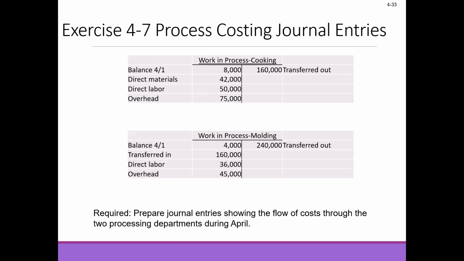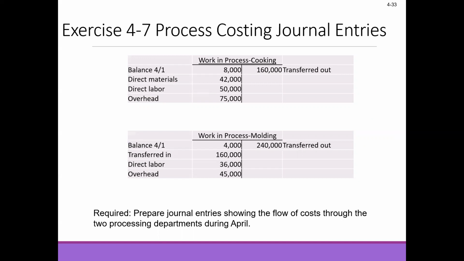In the molding department, you see we started with 4,000. We transferred in from the cooking department 160,000. We added our direct labor and overhead, 36,000, 45,000, and ultimately we transferred out 240,000.